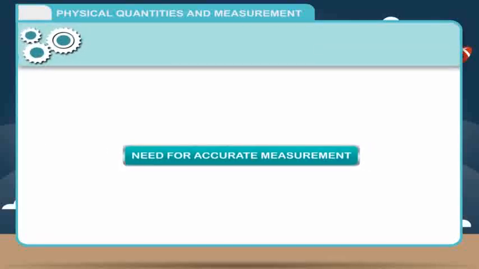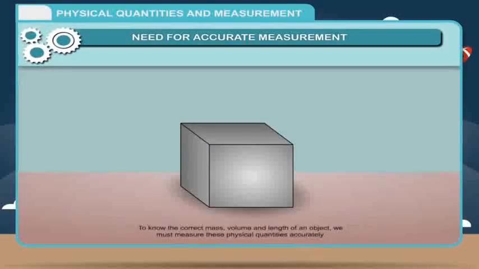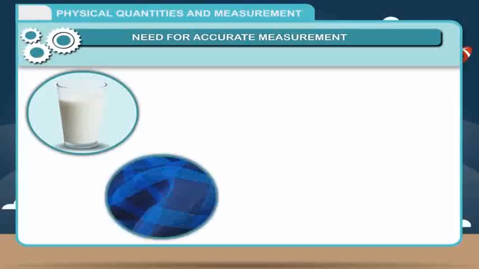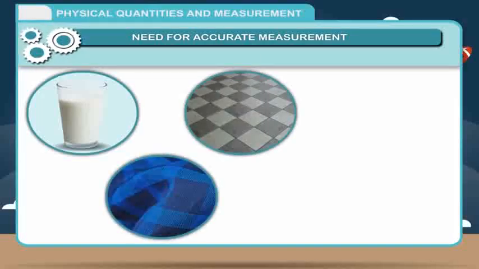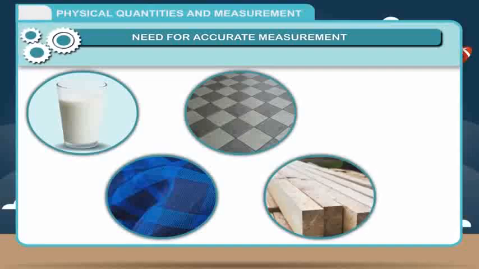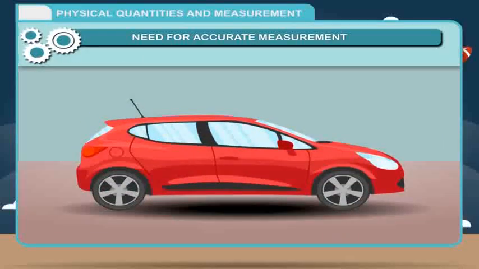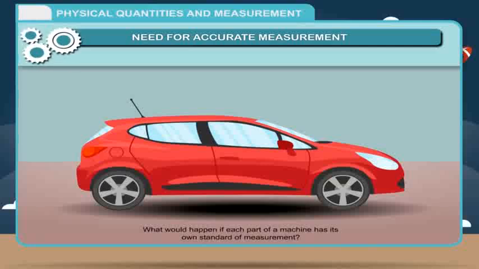Need for accurate measurement. To know the correct mass, volume, and length of an object, we must measure these physical quantities accurately. We purchase milk by volume, cloth by length, floor tiles by area, timber wood by volume, and fruits and vegetables by mass. In the same way, each and every component of a machine should have a high degree of accuracy of measurement. What would happen if each part of a machine has its own standard of measurement?